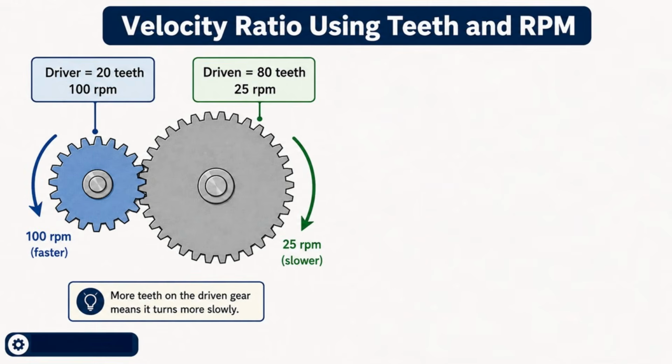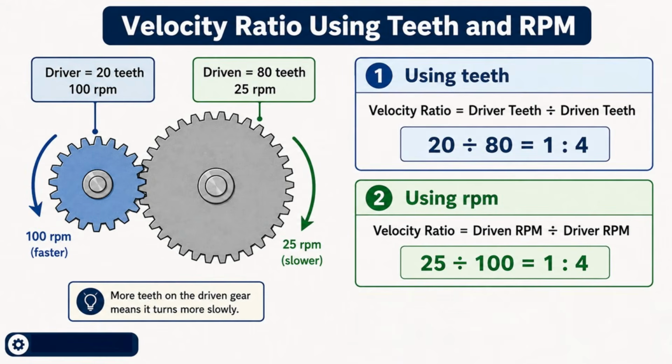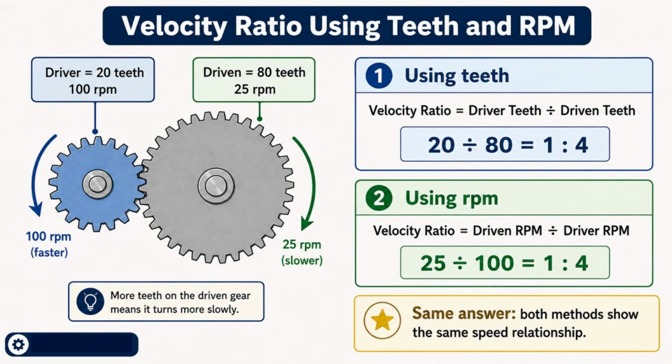Let us calculate velocity ratio using RPM. Velocity ratio equals 25 divided by 100. That also equals 1/4. Velocity ratio equals 1:4. So we get exactly the same answer using teeth. 20 divided by 80 is equal to 1:4. Using RPM, 25 divided by 100 is equal to 1:4. This shows that the 2 methods describe the same speed relationship.